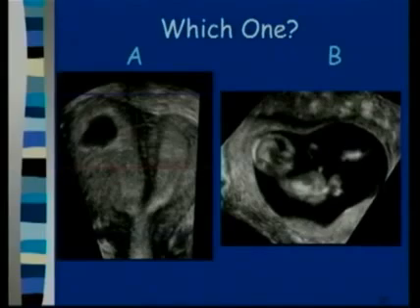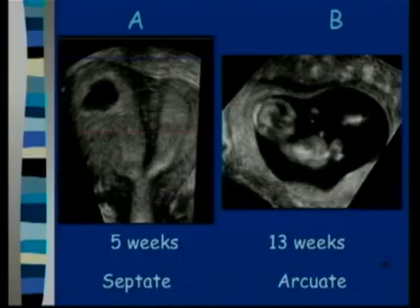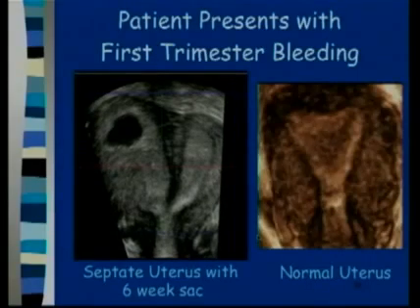Now here are two different women that have uterine anomalies. Which would you rather be? So the woman in A has a septate uterus with a gestational sac sitting out here in the horn at 5 weeks. And the woman in B has an arcuate uterus with it dipping down just a little bit here on this patient who happens to be 13 weeks. So most of us would rather be the arcuate, and let me tell you why.